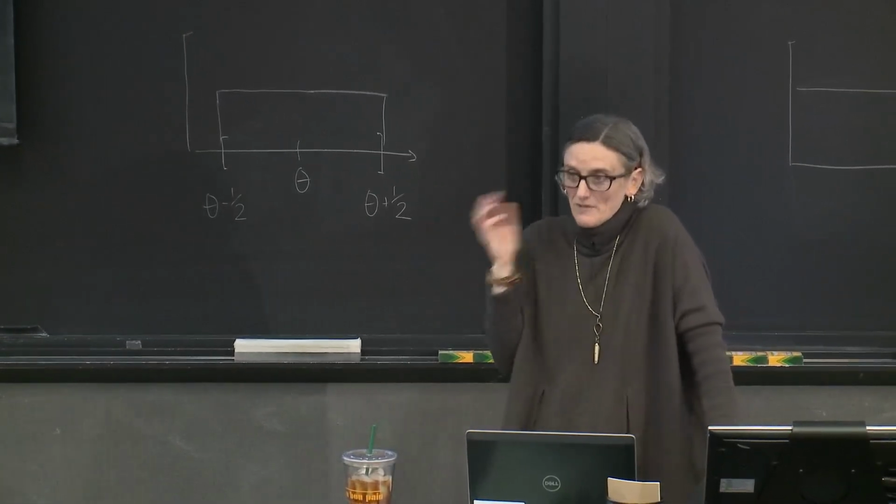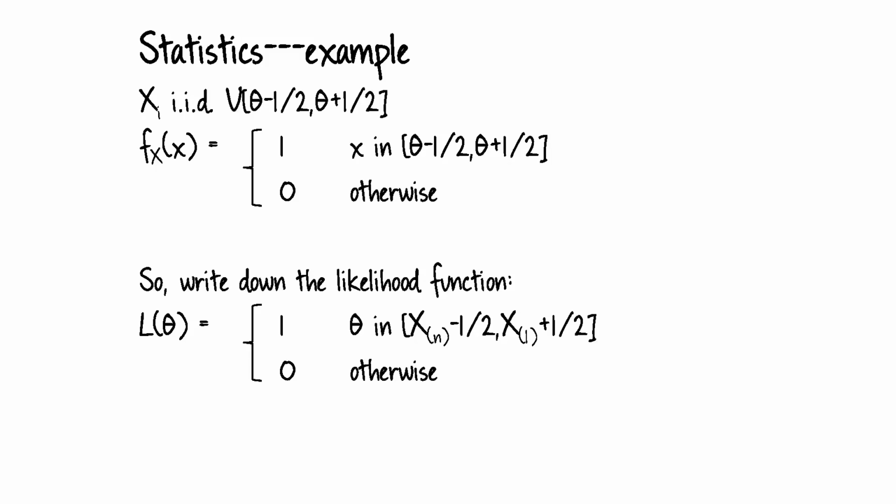So let's write down the likelihood function. Well, this one we have to be a little clever about. We have to think about it when we write it down. So obviously the likelihood function, 1 raised to the nth power, is just equal to 1. But then what we have to be clever about is these bounds here. And so let me go through the explanation of how we get those.